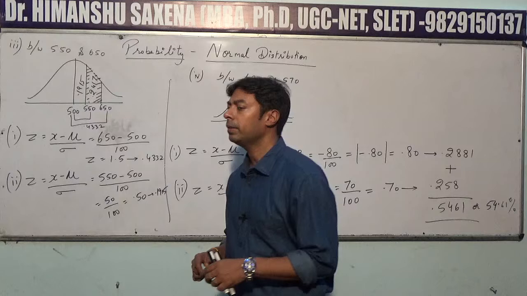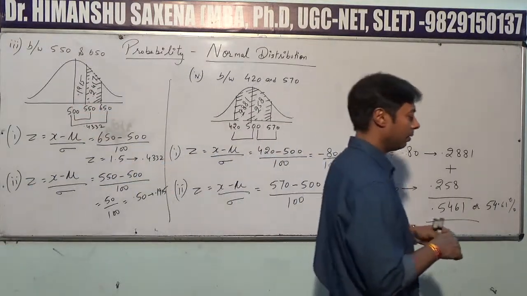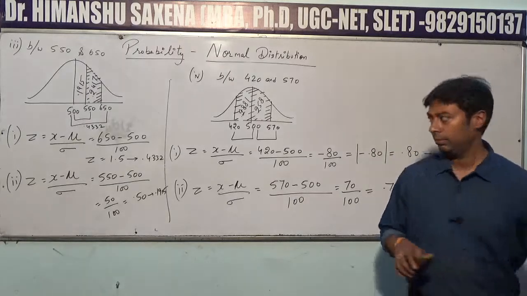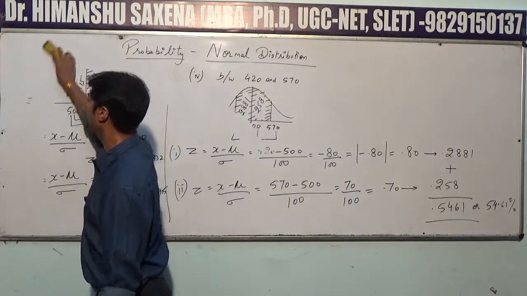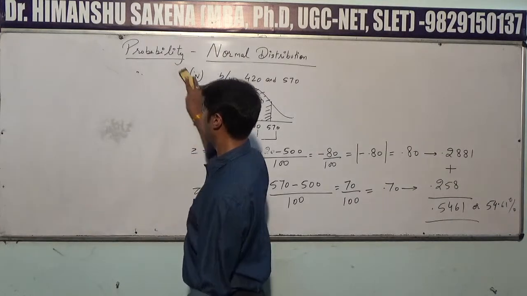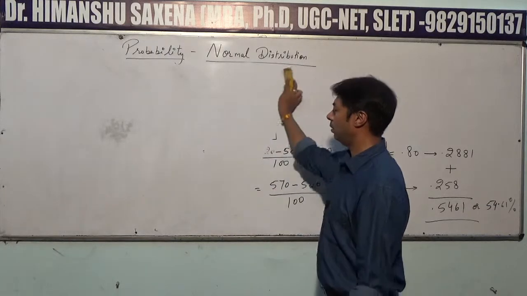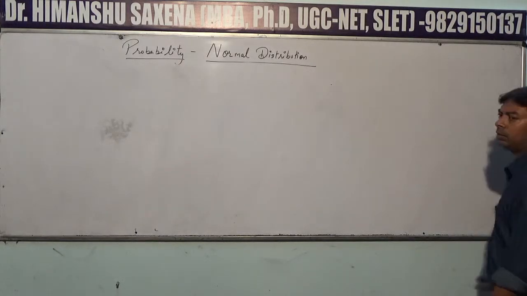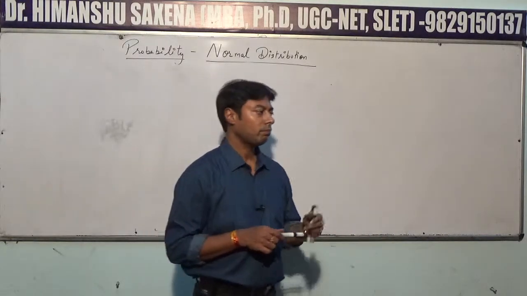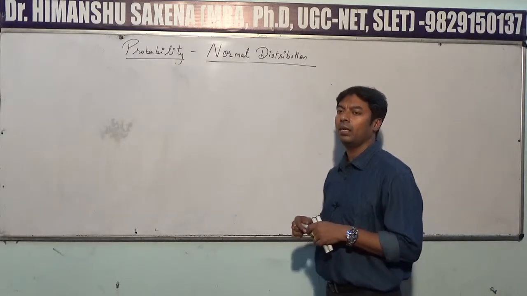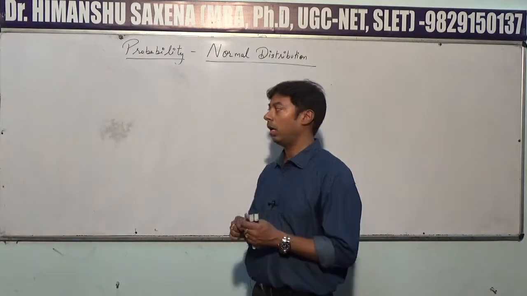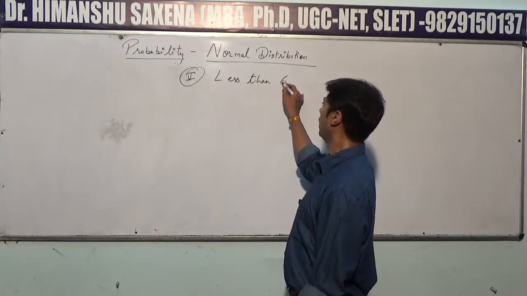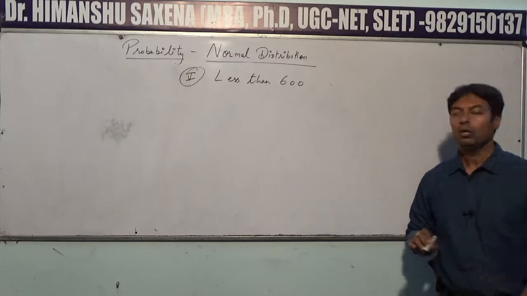Now take down one more part. Find the probability that a student will take less than 600 hours to complete the program. Now this part number 5 says that you have to calculate the probability that a student will take less than 600 hours to complete the program.